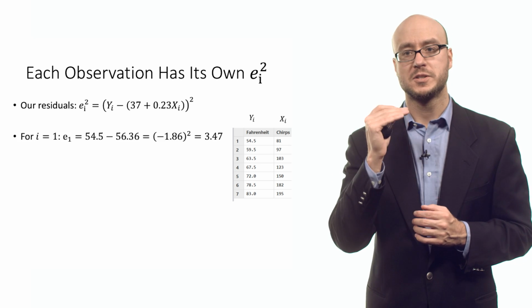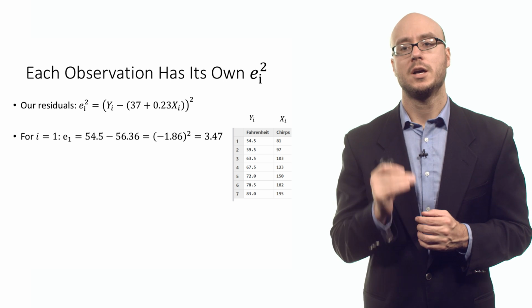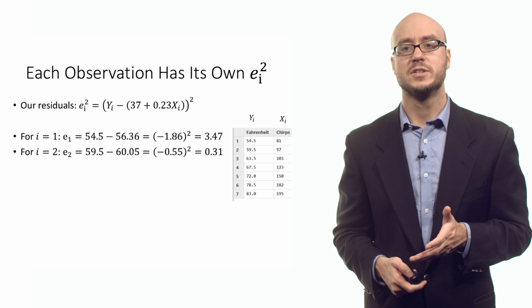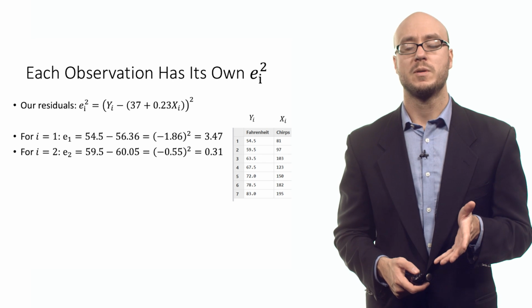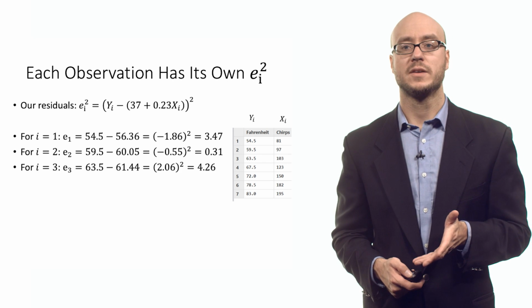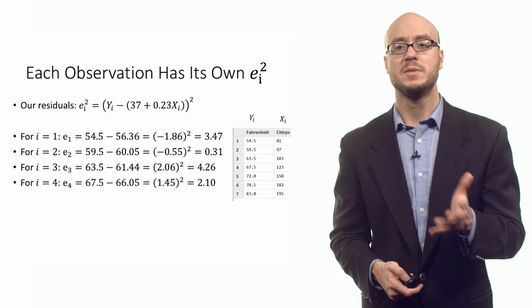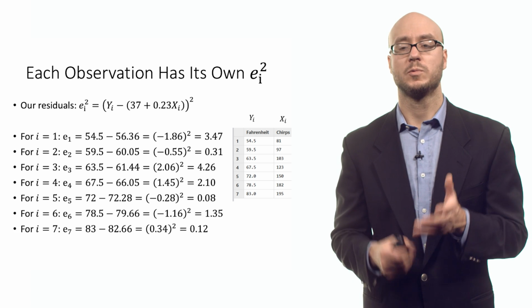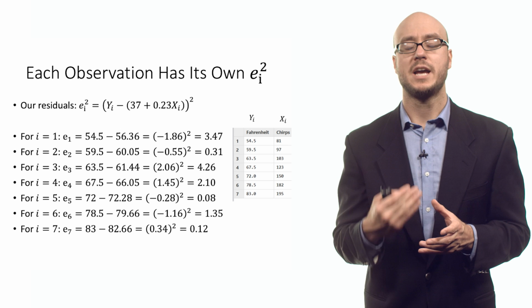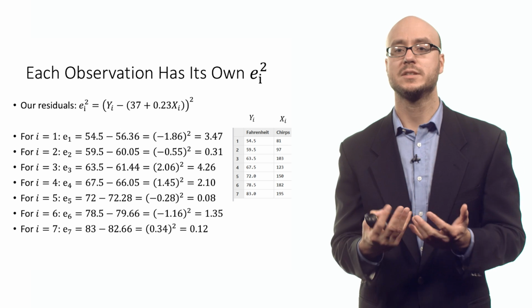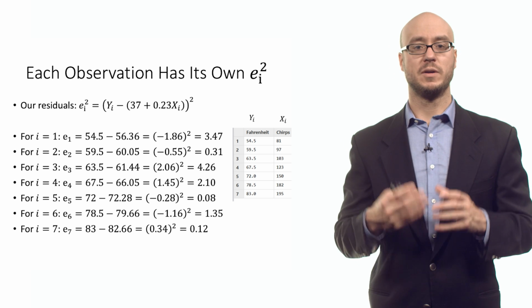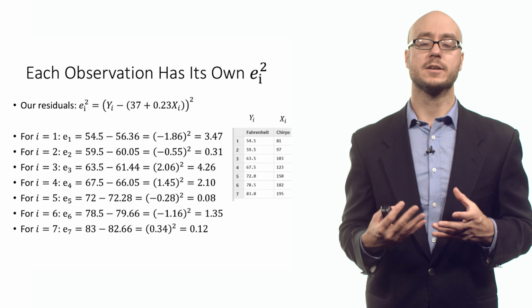So what we're going to do is square each error or residual of this data set. For that first row, the squared residual is 3.47, or the squared error is 3.47. And you can see that we're turning some of these negative residuals into positive values. That's what the squaring does. We're still capturing the error; we're just squaring them so that they are positive. So we have these 7 squared errors.